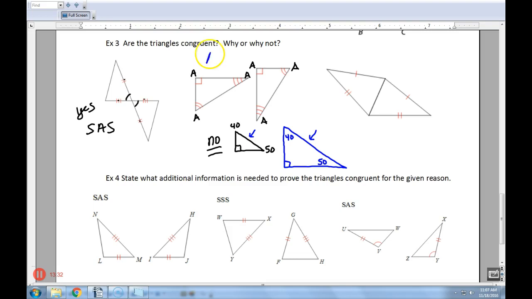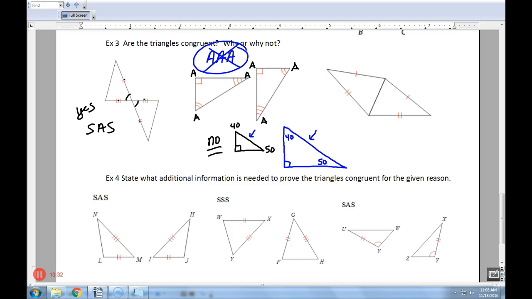So moral of the story is angle, angle, angle does not work. That's not going to be one of our shortcuts. So that's what I was talking about when I said you can only pick certain three-letter combinations. And right now we only have SSS and SAS.